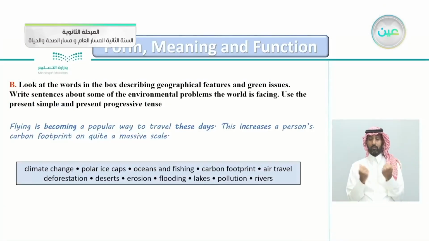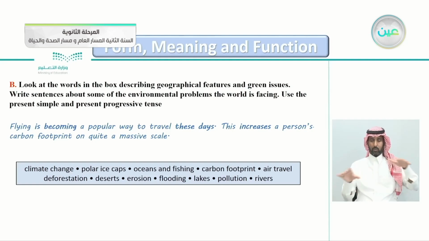Exercise B, look at the words in the box describing geographical features and green issues. Write sentences about some of the environmental problems the world is facing. Use the present simple and the present progressive tense. Here's an already done example for you. Flying is becoming a popular way to travel these days. This increases a person's carbon footprint on quite a massive scale.